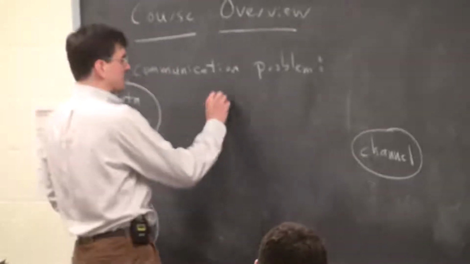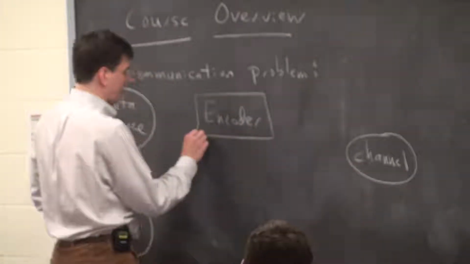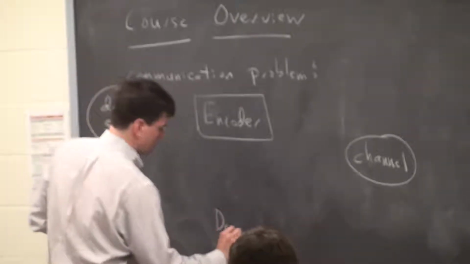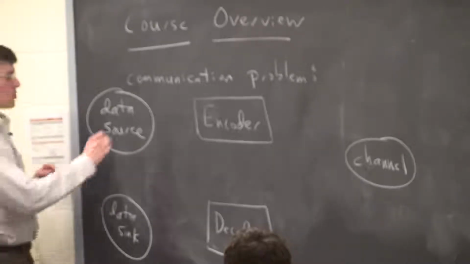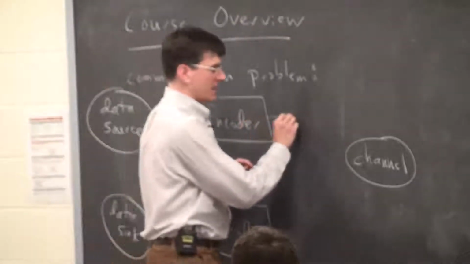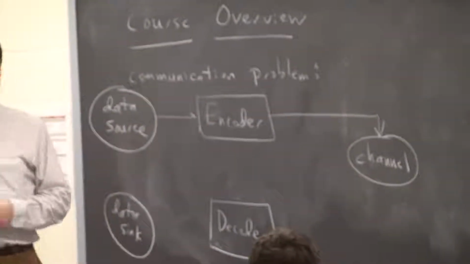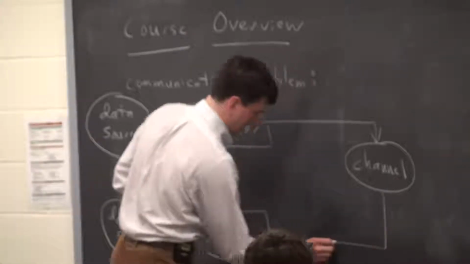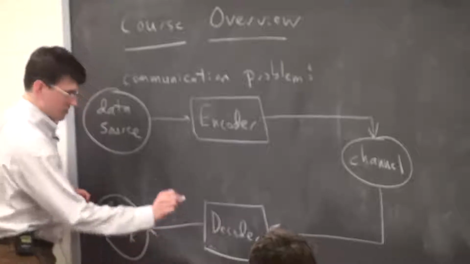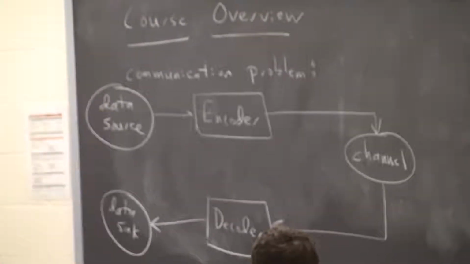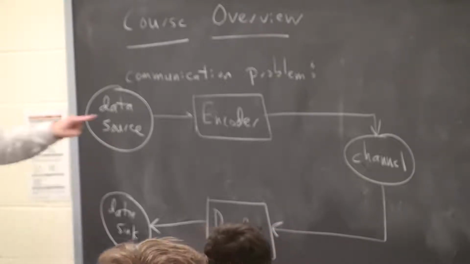Your job is to design two things, one of which I'll call the encoder, and one of which I'll call the decoder. The encoder is going to take the data source and map it into something that can be input into the channel, and the decoder will take the output of the channel and map it into some form that's consumable, digestible by the sink. So that's your task as a communication engineer: design this and design this.